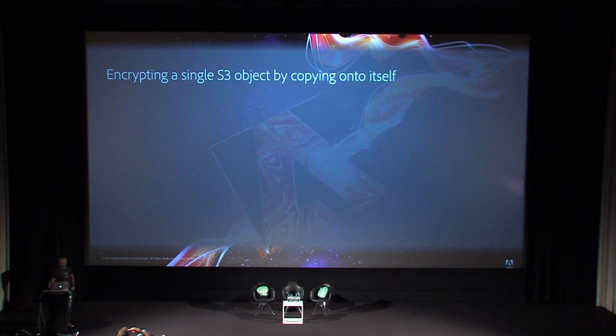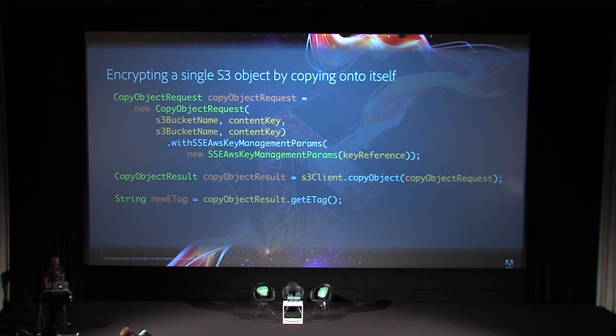How do we actually encrypt a single object in S3? Well, that's easy. We can just copy it onto itself. And we use a copy request, and the source bucket name and source name is the same as the target bucket name and target name. We just have to add the key reference that we want to use, and then send out the copy request.